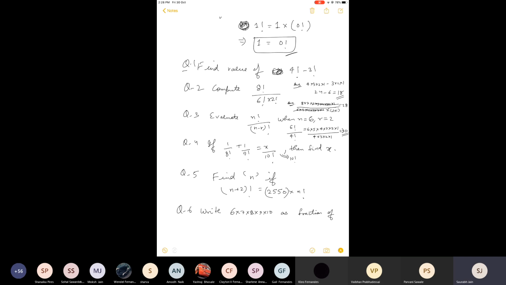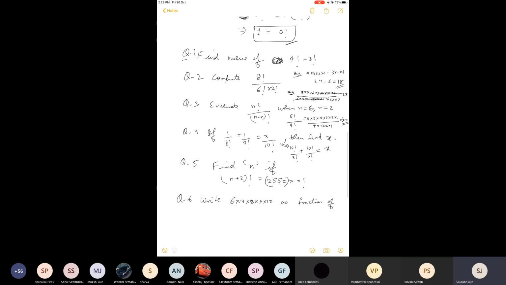Multiplying both sides by 10 factorial means that each term of the equation will be multiplied by 10 factorial. So this will be the result: on the right hand side we had 10 factorial, so that will be cancelled because I am multiplying by 10 factorial both sides. And on the LHS, it will be 10 factorial upon 8 factorial plus 10 factorial upon 9 factorial.